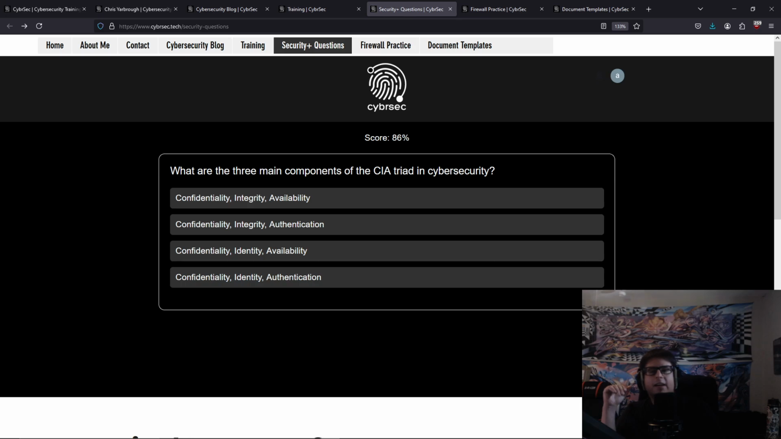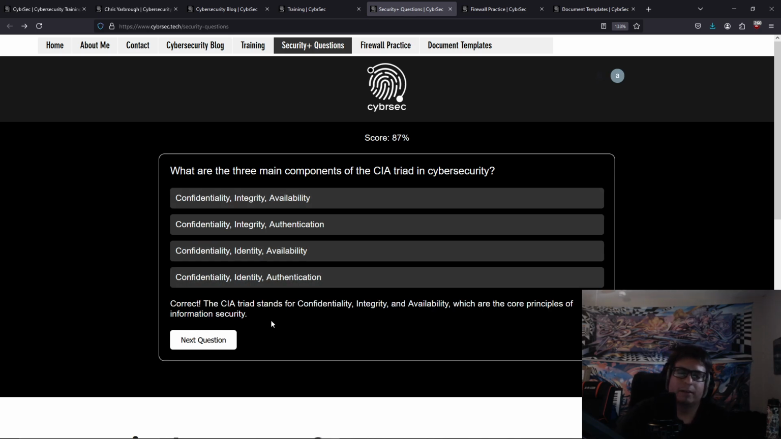What are the three main components of the CIA triad in cybersecurity? Confidentiality, integrity, and availability. If cybersecurity had like 3 switches, those would be the 3 switches to make 100%. You can't have all of them up at 100%. You got to like balance. Correct.